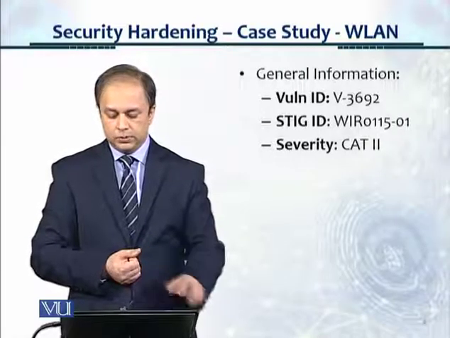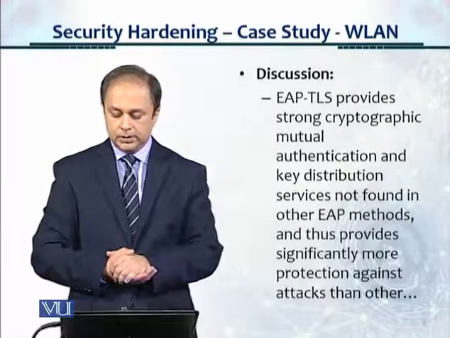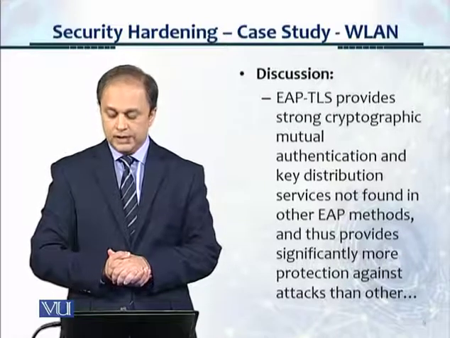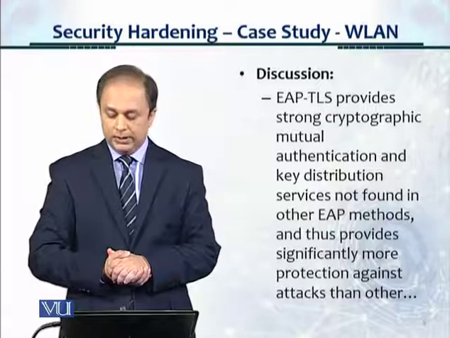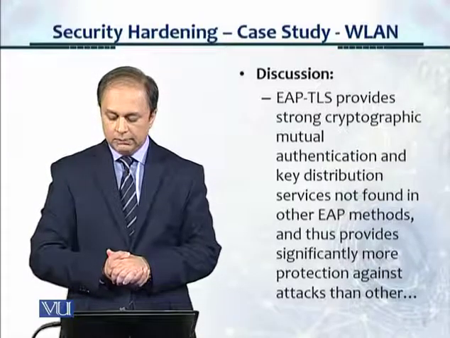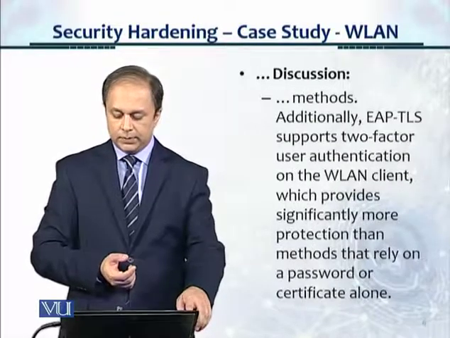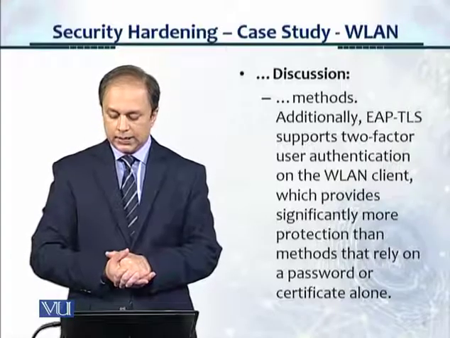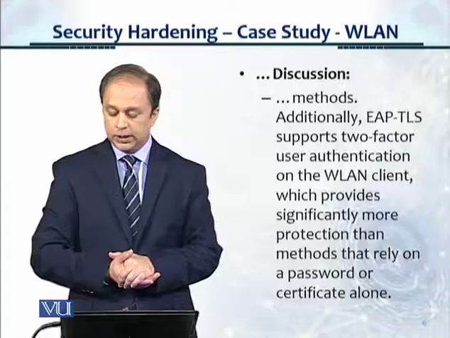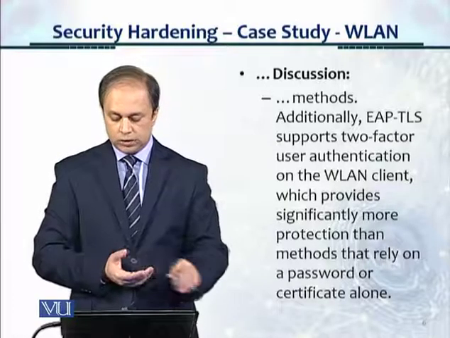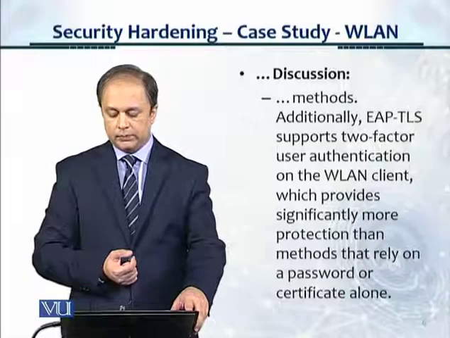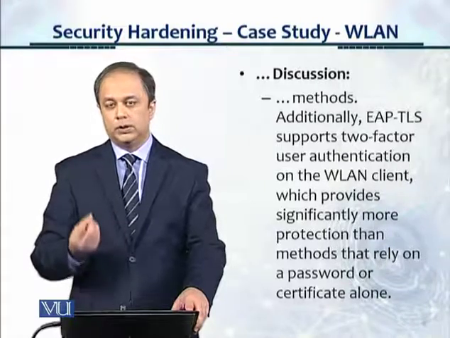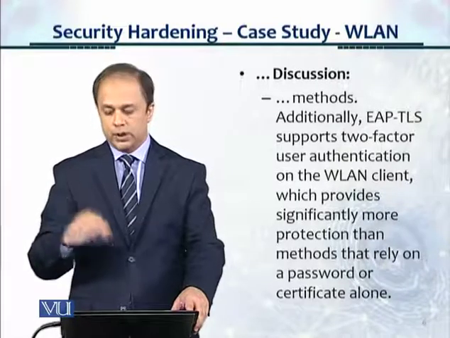Vulnerability ID is 3692. And the discussion tells us EAP-TLS provides strong cryptographic mutual authentication and key distribution services not found in other EAP methods, and thus provides significantly more protection against attacks than other methods. Additionally, EAP-TLS supports two-factor user authentication on the wireless LAN client, which provides significantly more protection than methods that rely on a password or certificate alone. So this authentication and encryption method is the most secure version possible, and this is what is suggested in this control. We should apply this on the wireless LAN controllers.